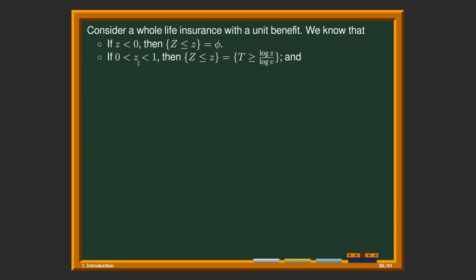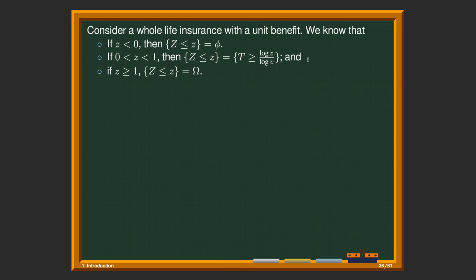If z is between 0 and 1, then the event that Z is less than or equal to small z, as we have explained last time, would be this event: T is greater than or equal to log of z over log of v. This can be derived very simply since capital Z is v to the T, right? So we take the log of both sides, and then we divide by log of v. But log of v is negative, right? So that makes us change this inequality symbol from less than or equal to greater than or equal.